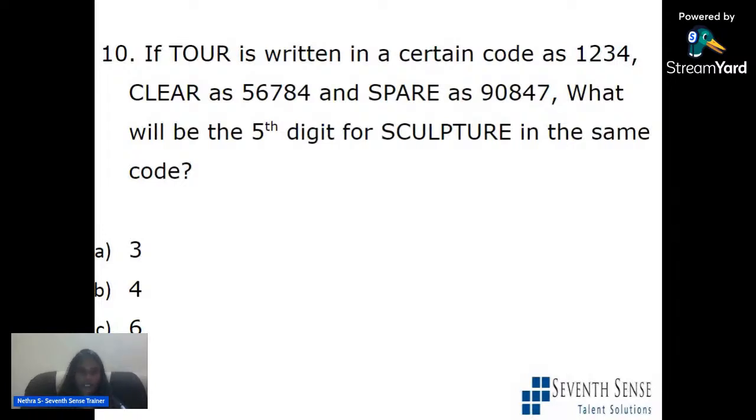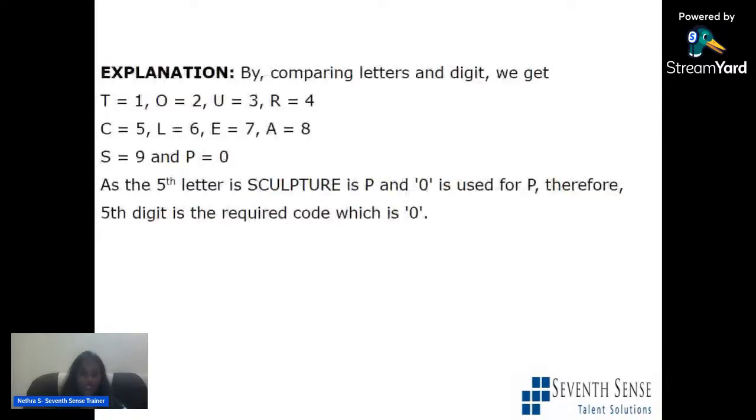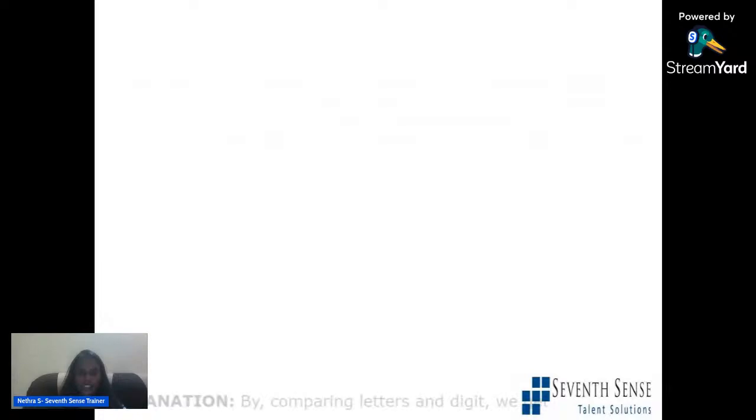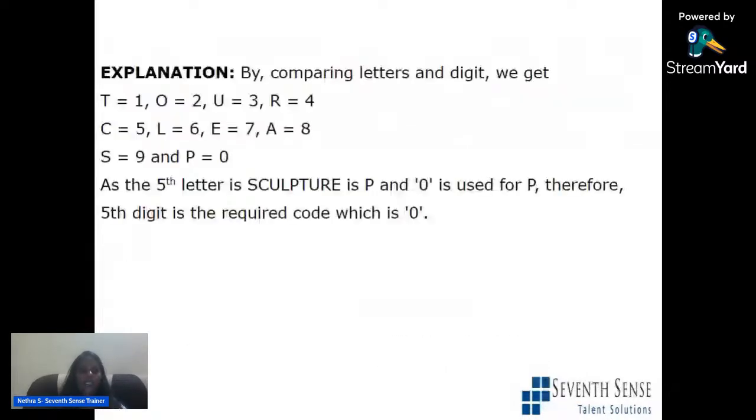Okay, we'll see. The correct answer is option B, that is 0. How is it possible? We'll see with an explanation. By comparing letters and digits, they have clearly mentioned in the question, tour is coded as 1234, clear as 56784, spare as 96847. So if we write it out properly, P is coded as 1, O as 2, U as 3, R as 4, C as 5, L as 6, E as 7, A is equal to 8, S as 9, and P as 0. As the fifth letter in sculpture is P, and 0 is used for P, therefore the fifth digit is the required code, which is 0 in the word sculpture.